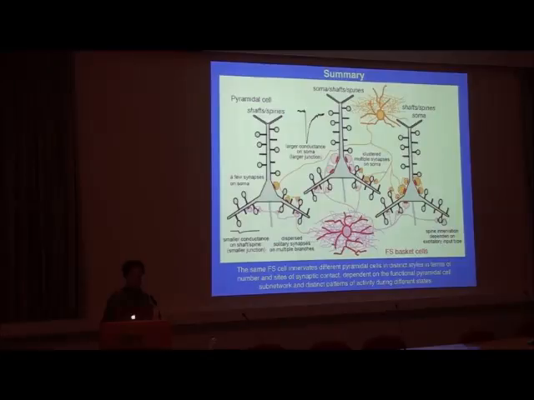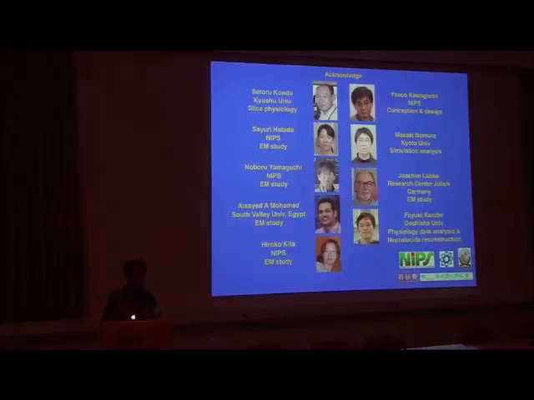So the same fast spiking basket cell innervates different pyramidal cells in a distinct style in terms of the number and site of synaptic contacts, depending on the functional pyramidal cell subnetwork and distinct patterns of activity during different states. This is just my discussion in the summary. Thank you very much. These are the contributors. Thank you very much.